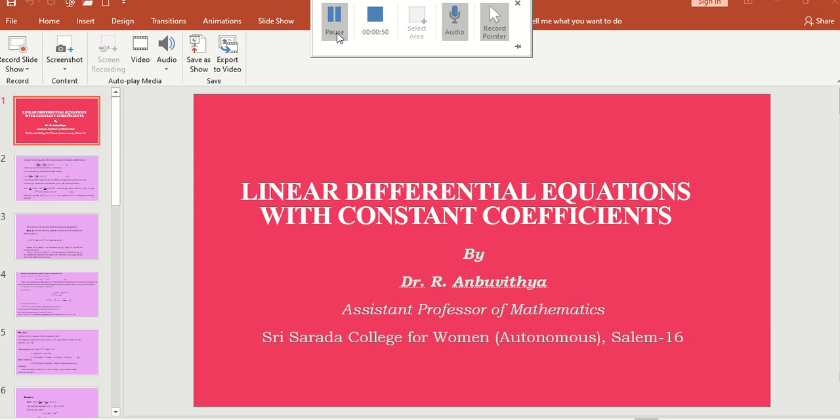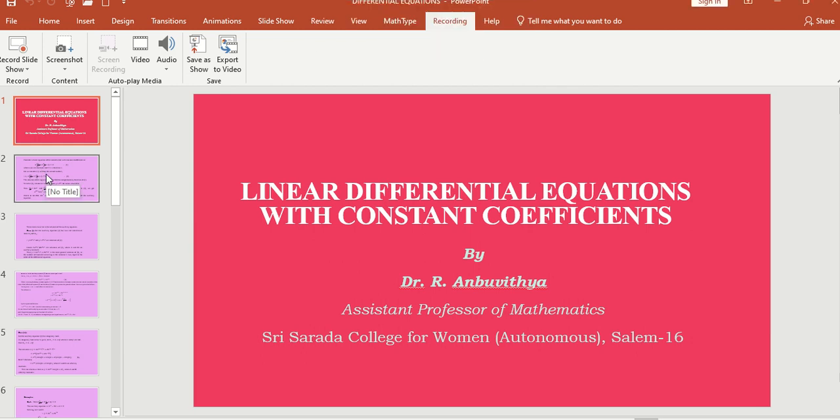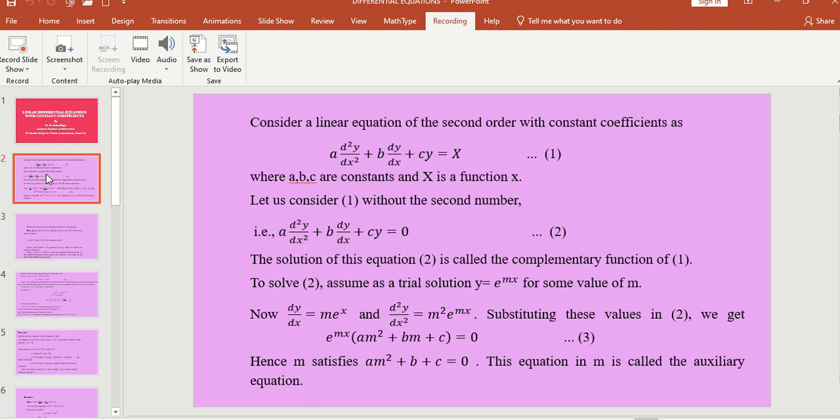Now we are going to see linear differential equations with constant coefficients. Consider a linear equation of second order with constant coefficients as equation 1. Here a, b, c are constants and capital X is a function of small x. Let us consider 1 without the second member, that is, a d square y by dx square plus b dy by dx plus cy equal to 0. Now the solution of this equation 2 is called the complementary function of 1.